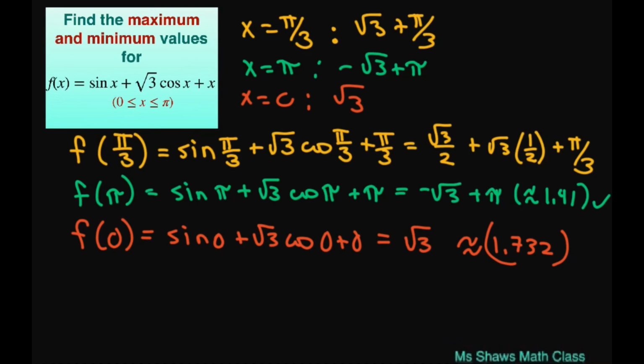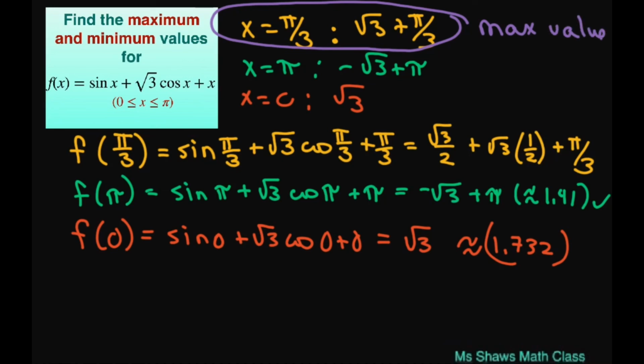So what's our biggest number? Our biggest number is this one, so this is your maximum value right here, at x equals pi over 3. Your smallest number is going to be this one, so this is your minimum value right here, and that happens at x equals pi.